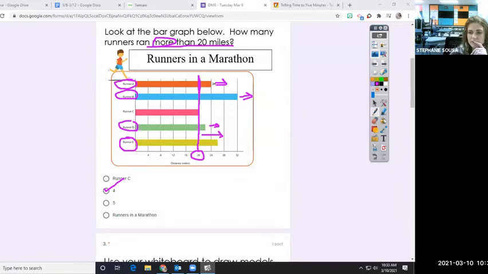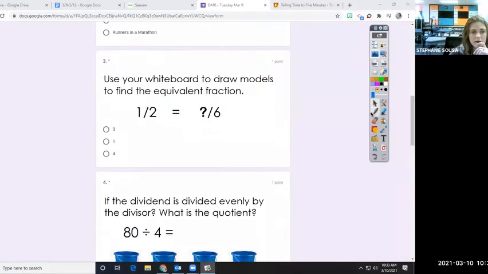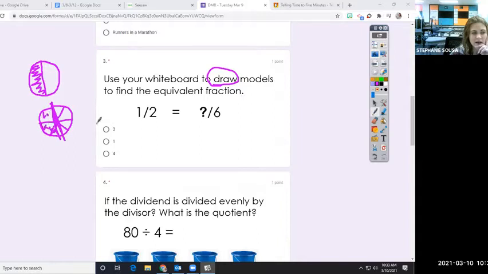Alrighty. Let's go ahead and take a look at our next one that we struggled with a bit. This one, remember guys, you can draw a picture. It doesn't tell me what kind of picture, so I'm going to choose a circle model. I've got 1/2 here, and it says to how many sixths? So I'm going to draw sixths. There's my thirds. There's my sixths. If I want to make it the same size, that's going to be 3 of these guys. 3/6 is the same as 1/2.